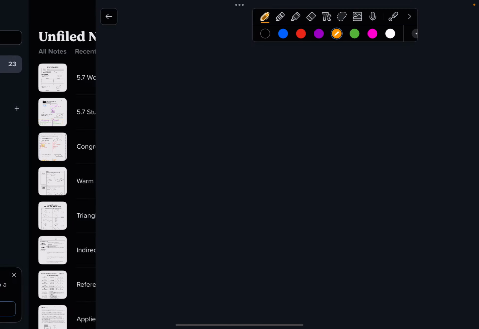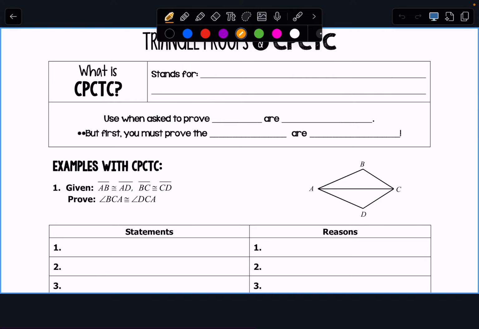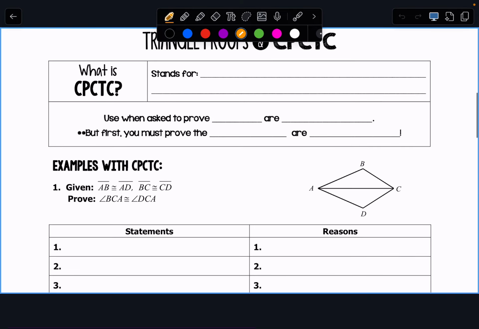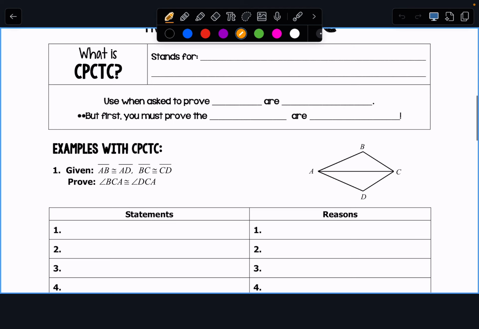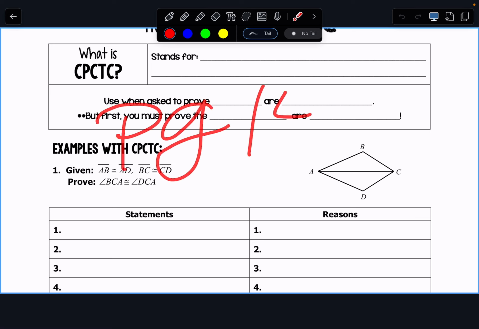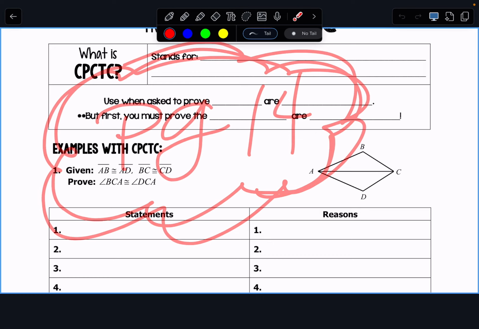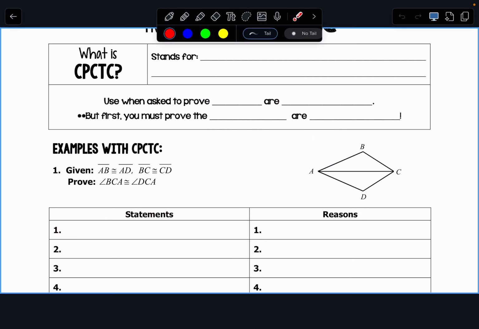What about this? C stands for corresponding. Okay, so the first thing I want you to do is fill this out right here. What does CPCTC stand for? I said page 14. I can't find that. I already have that here. There we go. Oh, we do. Interesting. You already know CPCTC.